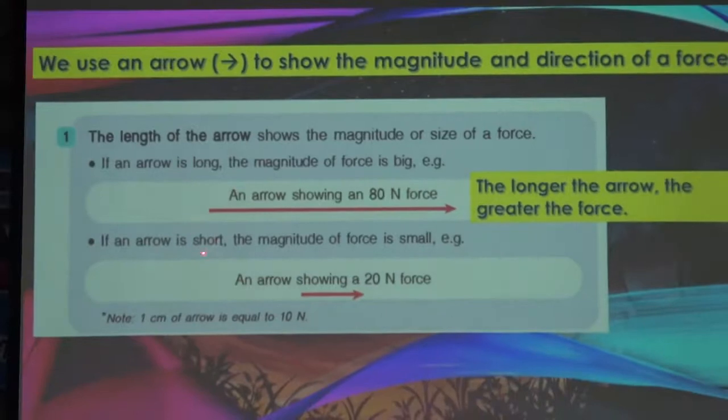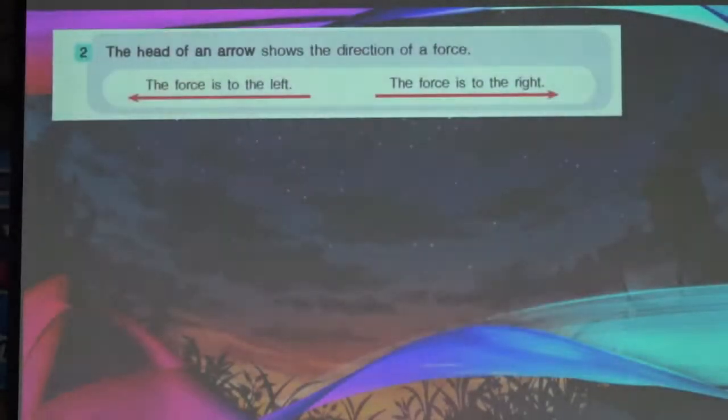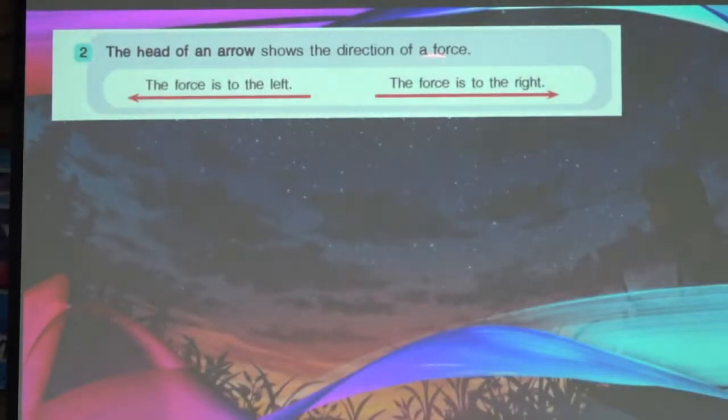Next, if an arrow is short, the magnitude of force is small. So this one is showing a 20 newtons force. So you see, this is shorter than this one. Next, the head of an arrow shows the direction of the force. So this one, the force is pointing where? Left or right? Of course, to the left. And this one, the force is going to the right.